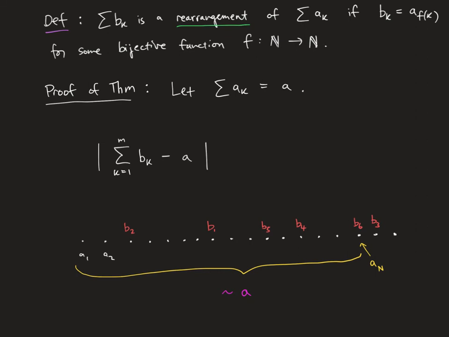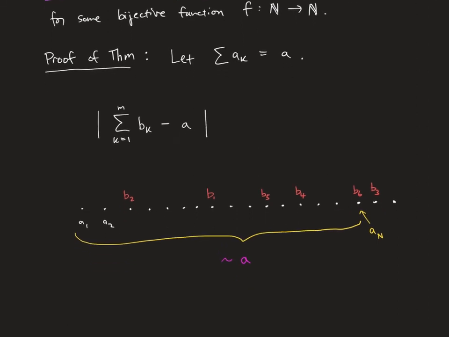But I know that this rearrangement is defined by a bijection. So I have to cover all of these A's at some point. There's definitely some point I can go out, take the B's, and cover all of these A's here. So I need to go out to something like B sub big N1, big enough so that all of the A_n's here are covered.